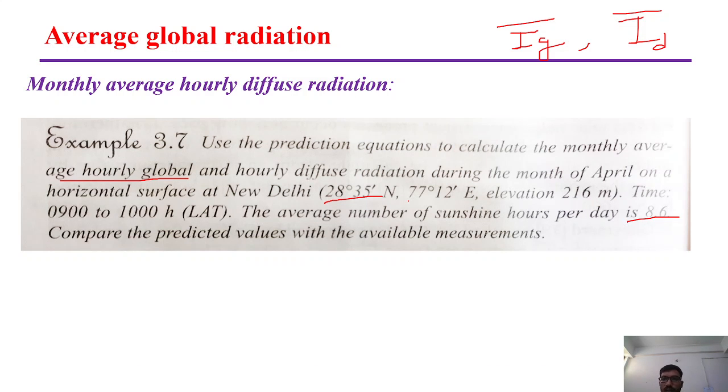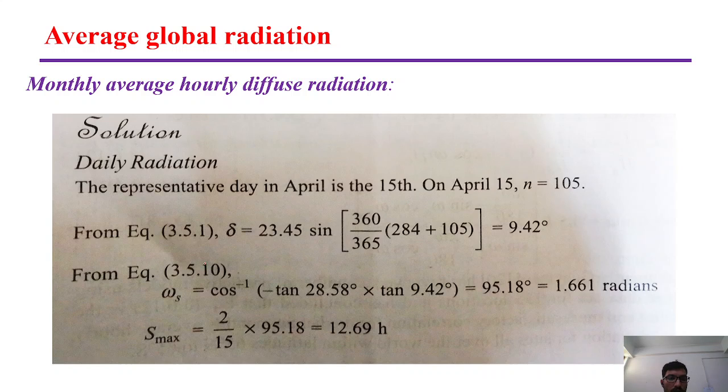First, we have to calculate the declination angle. The declination angle will be based on n. The value of n, while calculating the average values for a particular month, will be taken using the representative day for that month. For April it is the 15th, and for other months like May and June, the values can be followed as given in the problem or in the book by Sukhatme and Nayak.